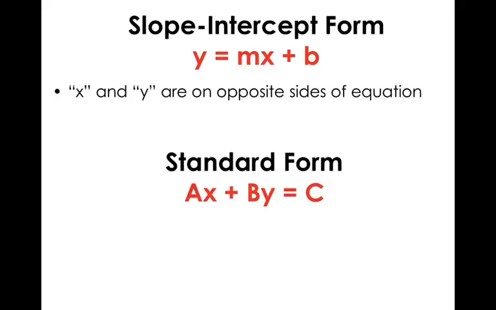Okay. So the next thing that I want you to write down is standard form. You're going to learn a new form today of the same type of equation, just written a little bit differently. It's called standard form. So underneath "x and y are on opposite sides of the equation," write standard form. And then write ax plus by equals c.